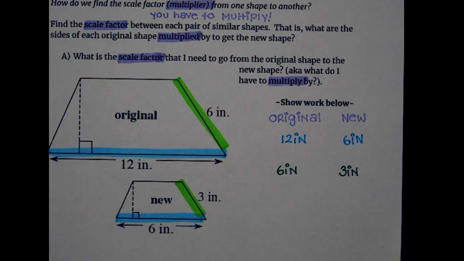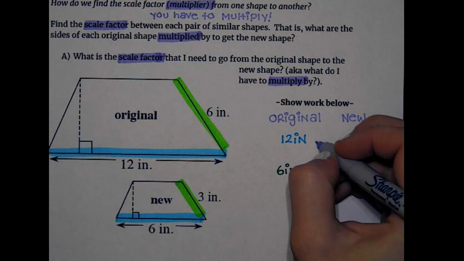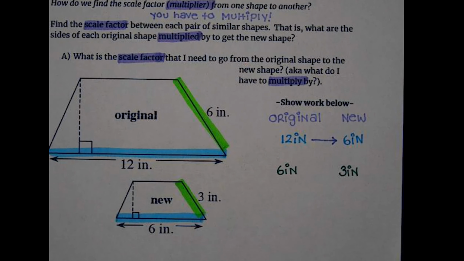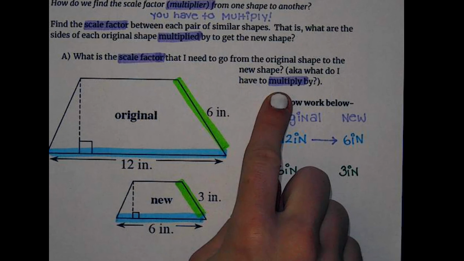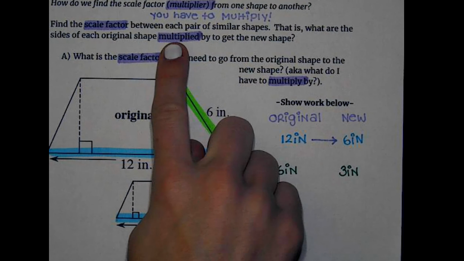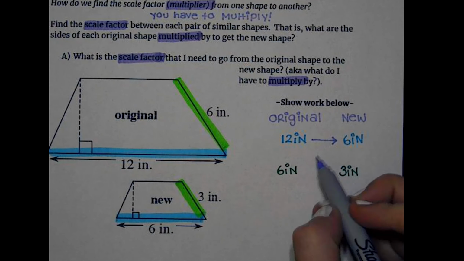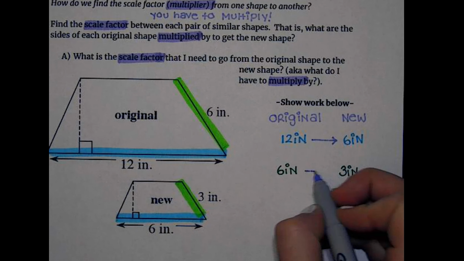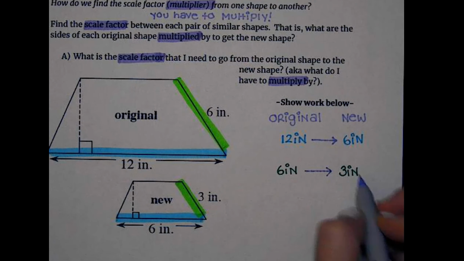So what we're going to do now is think. We have 12 and 6. We want to go from 12 to 6, and we want to multiply by something. I have had a lot of students go, oh, you just chop it in half. You chop the 12 in half, and you get 6. So you divide by 2. However, if you remember, we are multiplying. So if you divide 12 by 2, you're correct. You get 6 inches. And then we also see that if you divide 6 by 2, you'll get 3 inches.